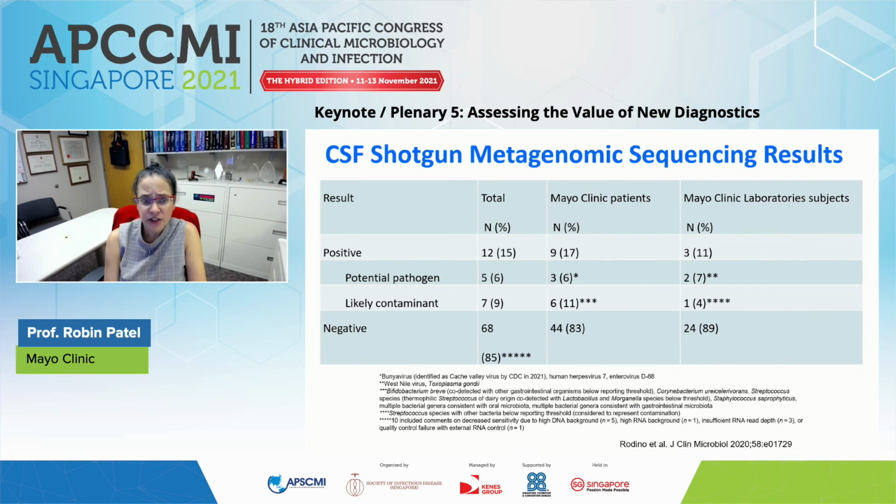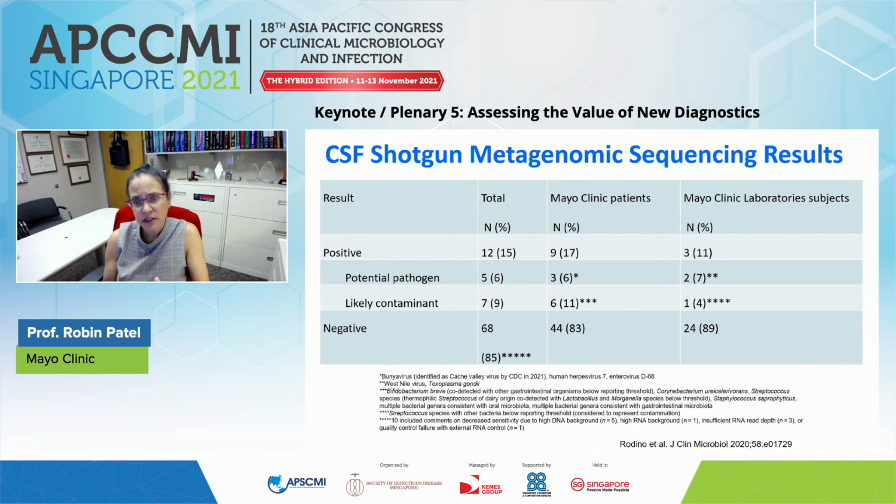In the Mayo Clinic patient population, we found 3 potential pathogens and 6 likely contaminants. And in the Mayo Clinic laboratory subjects, we found 2 potential pathogens and 1 likely contaminant. The 3 potential pathogens identified in the Mayo Clinic patient population were a Bunya virus that was subsequently identified as Cache Valley virus by the CDC, actually after this was published, human herpes virus 7, and enterovirus D68. And in the Mayo Clinic laboratory subjects, the 2 potential pathogens were West Nile virus and Toxoplasma gondii.